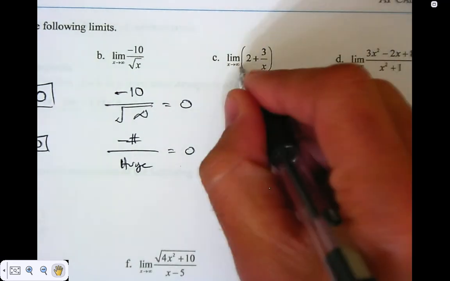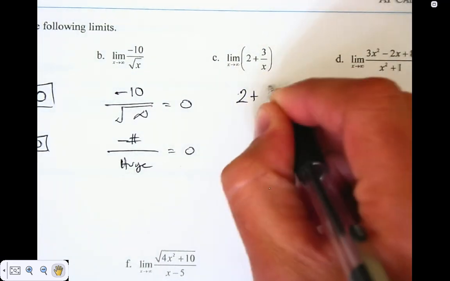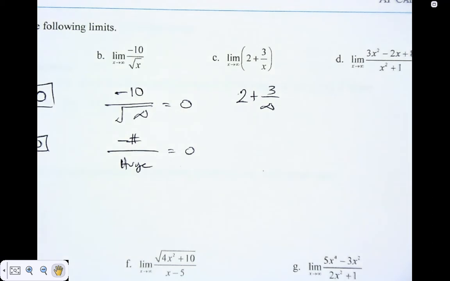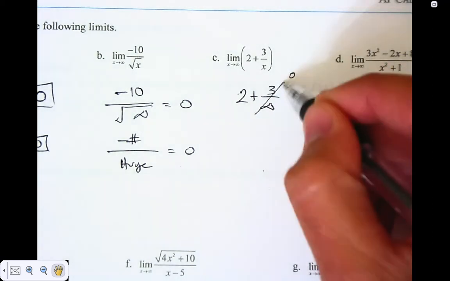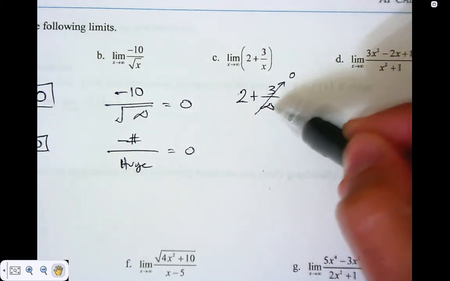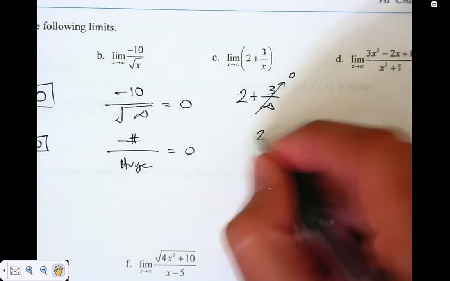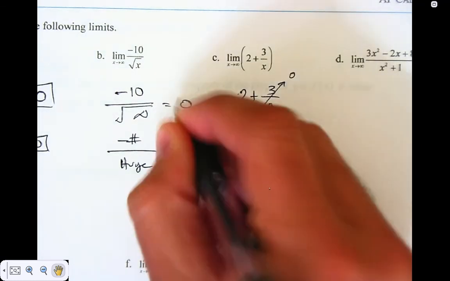Okay. And then we can use that idea, right? Direct substitution. What does 2 plus 3 over infinity act like? Well, this guy approaches a value of 0. A number divided by a huge number is 0. And so 2 plus 0 would just give you a value of 2.